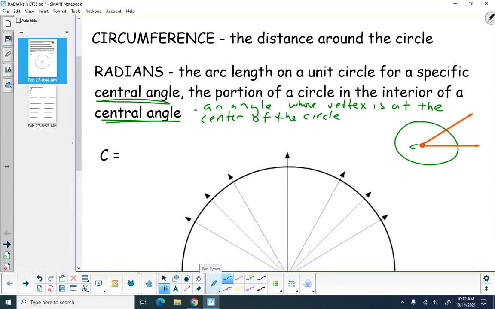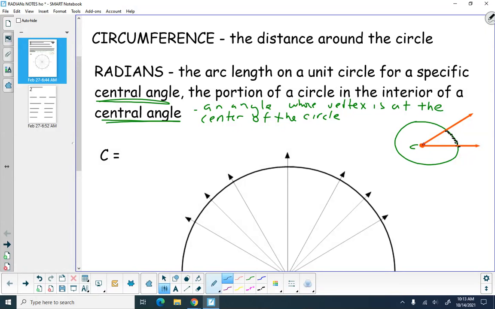A circle by definition is a set of points that are equidistant from a given point. So your circle is just these points right here. It's the outer edge of the crust of the pizza. What you like about the pizza is in the interior of the circle, but the outer edge of the crust is the circle, because all those points are equal distance from the given point, which is the center point.